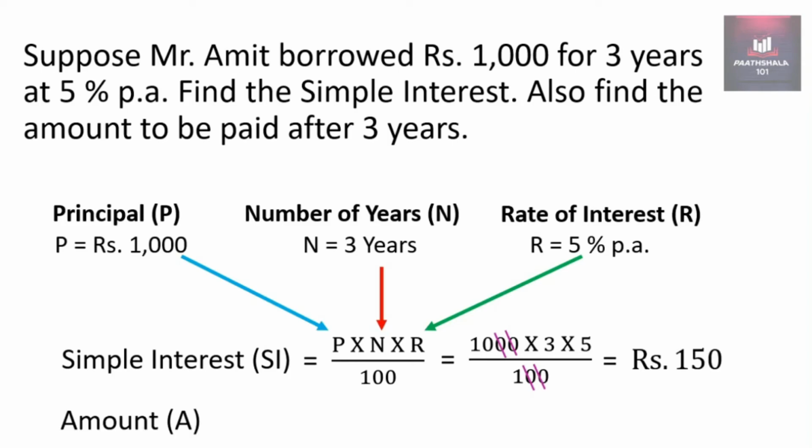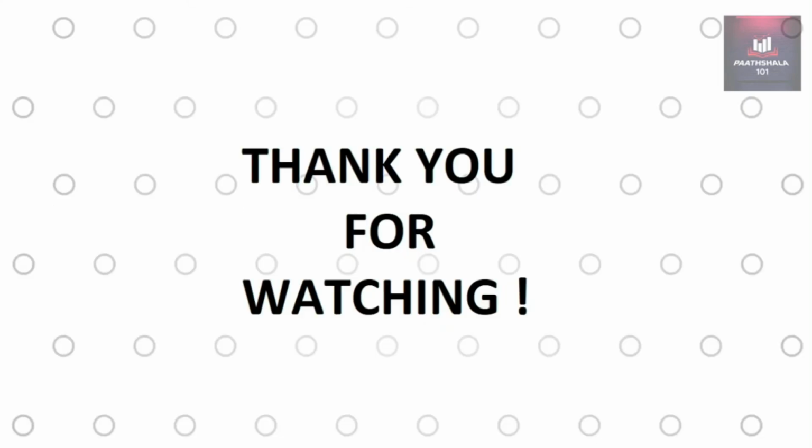Now the amount which he will repay will be the principal plus the simple interest. So it will be 1000 plus 150, which comes to rupees 1150. Now as you can see, the interest was charged only on the principal in all the 3 years. So this is the concept of simple interest. Hope you understood the concept.